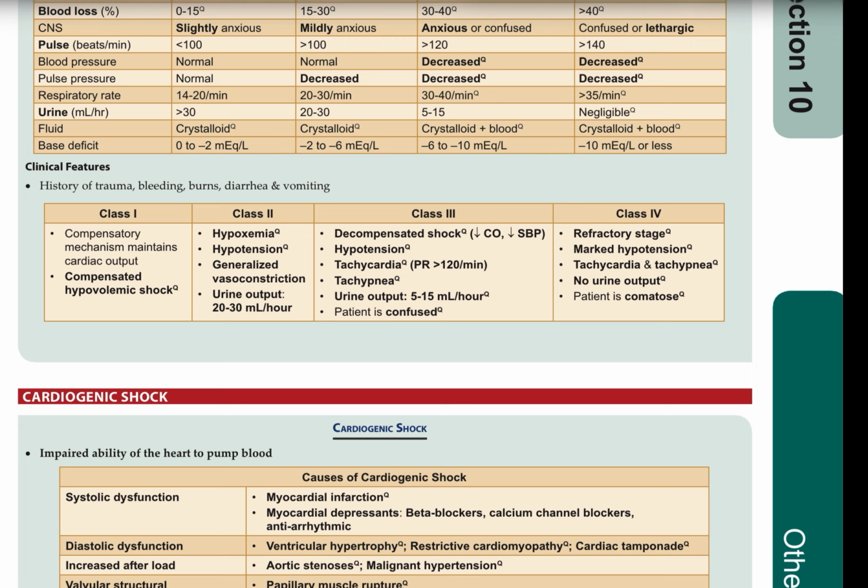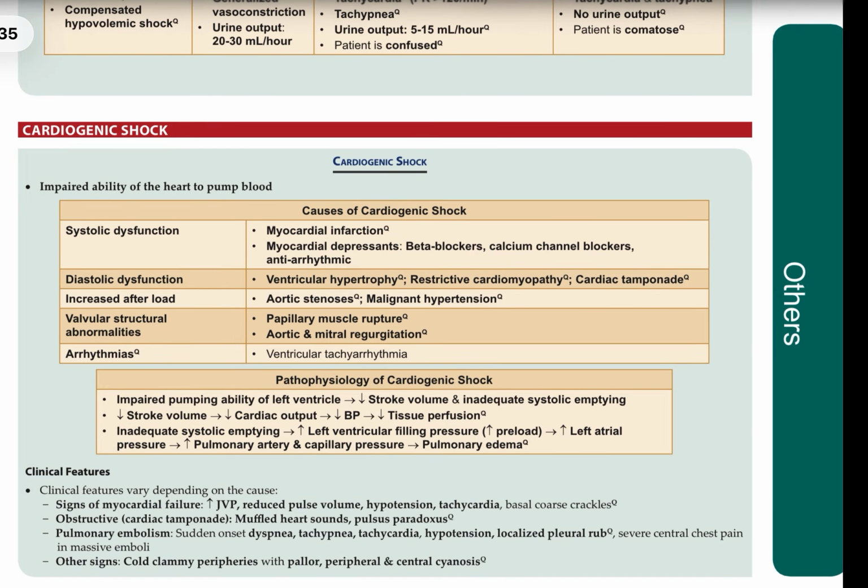And the 4th stage, the refractory stage, where marked hypotension will be present, tachycardia and tachypnea will be present, no urine output, and the patient is comatose. The next one is cardiogenic shock.